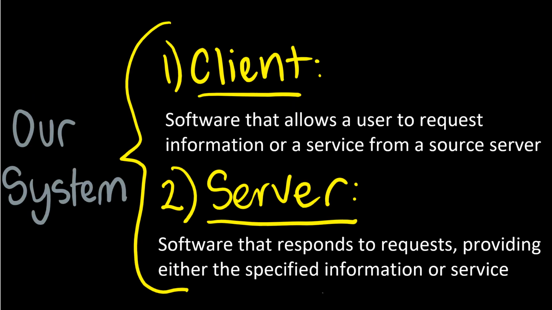So let's take a closer look at what client-server architecture really is. We have a client that is software the user uses to access and request information from a source or to access a specific service. That client is accessing information from a server, that is software that responds to requests providing either the specified information or service. These are two unique, independent pieces of software that communicate over a given protocol. In our case, our server is going to be our Flask application, our client is going to be a web browser, and our protocol is going to be HTTP.